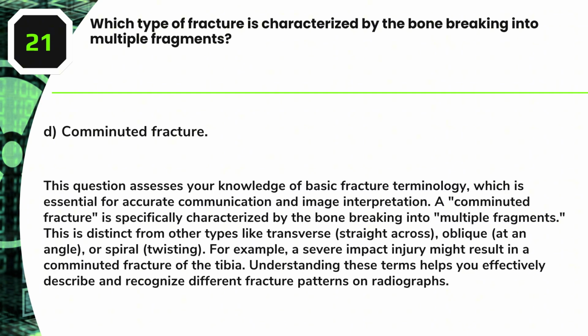Answer, D. Comminuted fracture. This question assesses your knowledge of basic fracture terminology, which is essential for accurate communication and image interpretation. A comminuted fracture is specifically characterized by the bone breaking into multiple fragments. This is distinct from other types like transverse, straight across, oblique, at an angle, or spiral, twisting. For example, a severe impact injury might result in a comminuted fracture of the tibia. Understanding these terms helps you effectively describe and recognize different fracture patterns on radiographs.